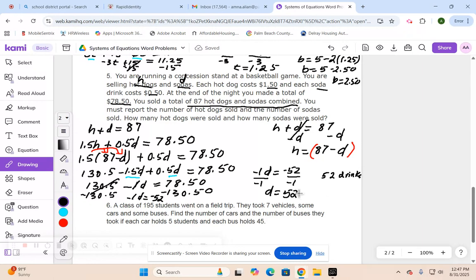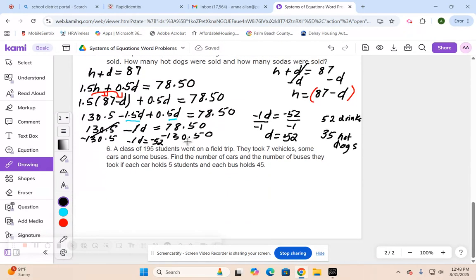Okay. So if we want to know how many hot dogs they sold, well, we can come over here because this is hot dogs. We can say what number plus 52 is 87, or we could do it here: 87 minus 52, that's going to give us 35 hot dogs. So they sold 52 drinks and 35 hot dogs. All right, let's keep going.